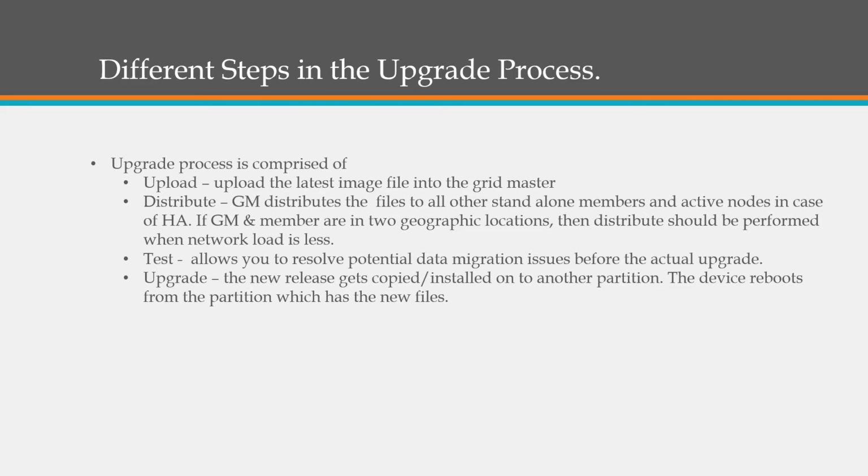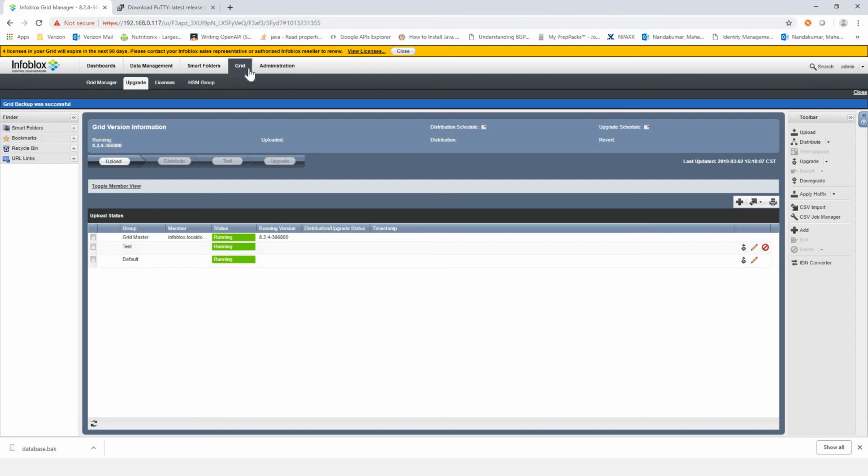Let me show you here. Again, come to Grid, then click on the Upgrade tab. These are the four steps, and right now only upload is active and all the others are grayed out, because we need to upload a file for this to get started.